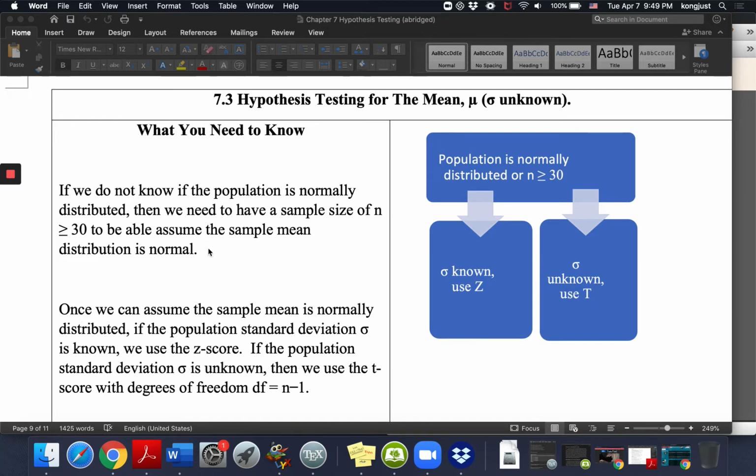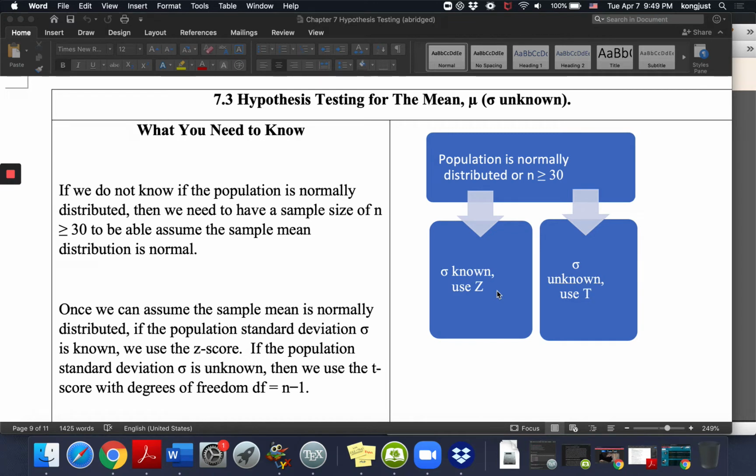Okay, same setup as before. First of all, we have to check that we have a normal distribution. So we want to make sure that n is bigger than or equal to 30, or else that we know the overall population is normally distributed. One of those two things. Now, once we check those two things, this is sort of the flow chart. If sigma is known, then we use the z-score. That's back in 7.2. And if it's unknown, then we'll use the t-score instead, and the t-distribution.